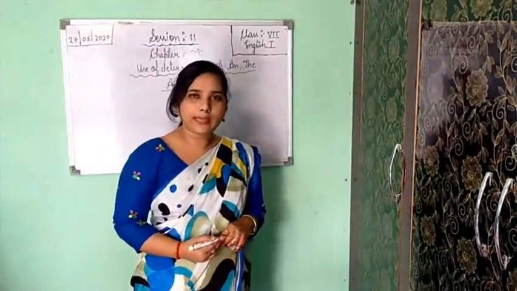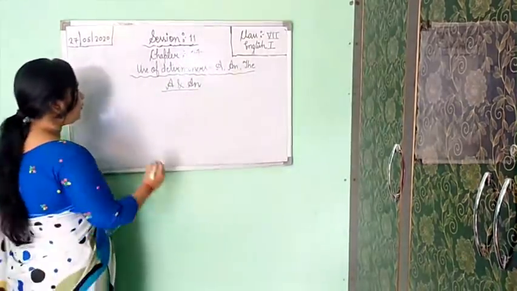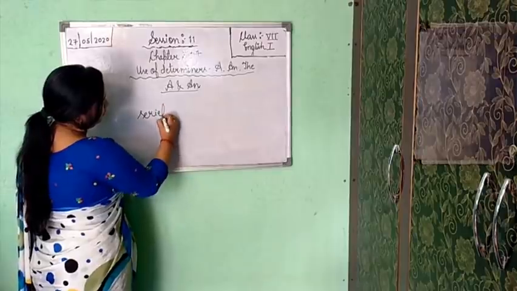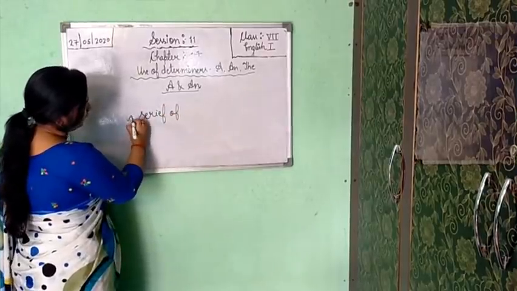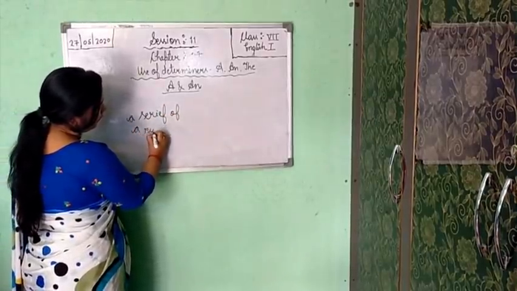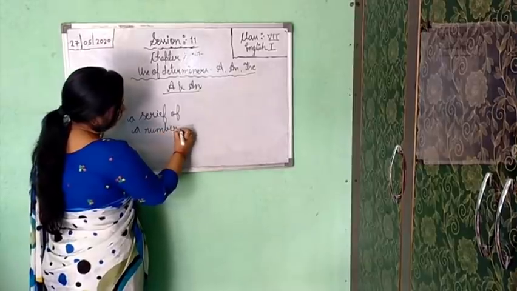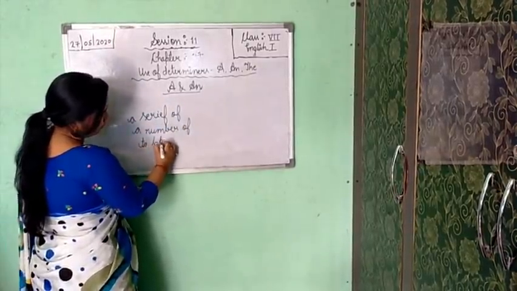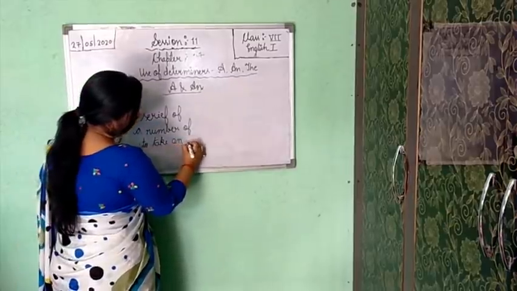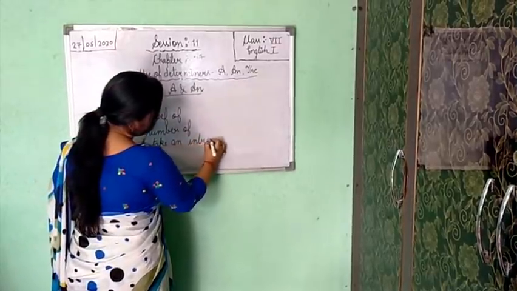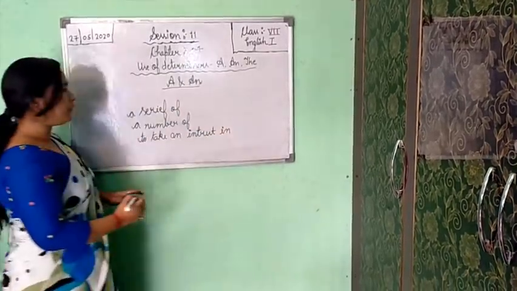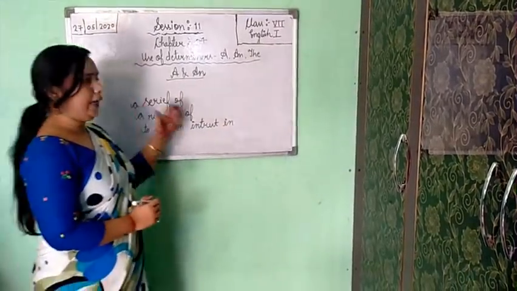Now the next thing is, if you are getting phrases, you will use a or an in some phrases. For example, a series of, a number of, to take an interest in. For all these you will use a or an.